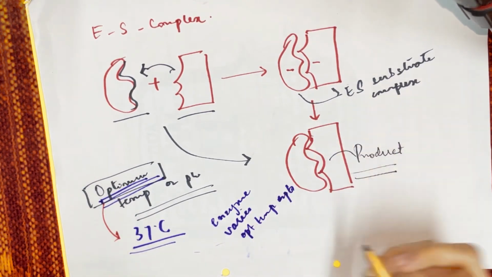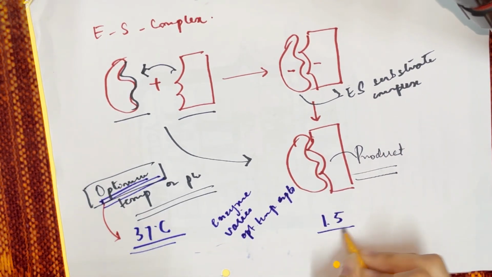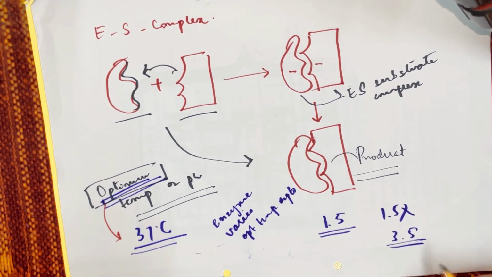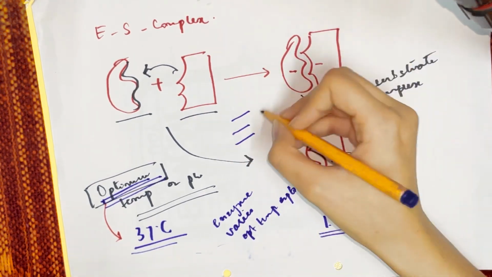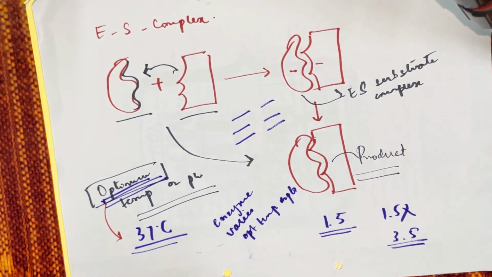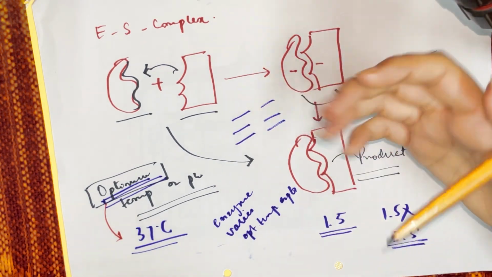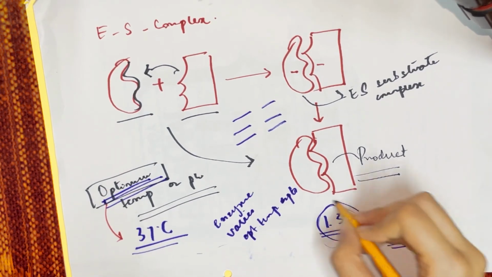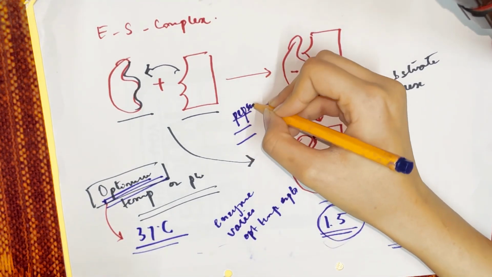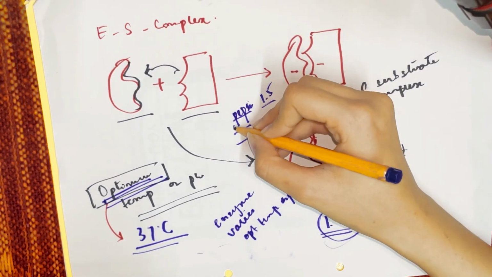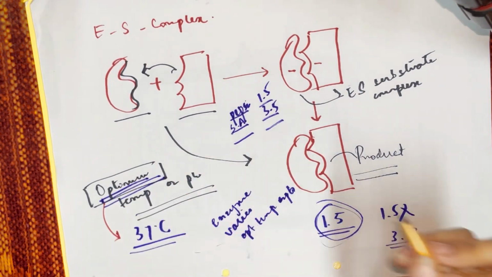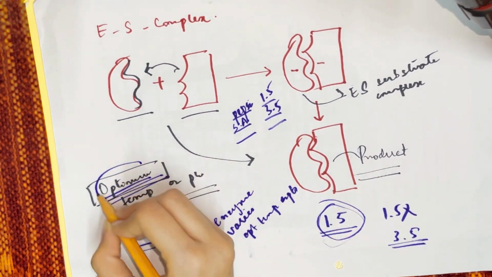Do remember that each enzyme varies in its optimum temperature or pH. It is not necessary that if pepsin works best at 1.5, amylase would also work best at 1.5. It might work best at 3.5. It is very often asked in questions that you are given some enzymes and some pH values. We have to learn the very basic pHs of certain enzymes. For example, pepsin works best at 1.5, and salivary amylase works best at 3.5. So that's it about the term optimum.